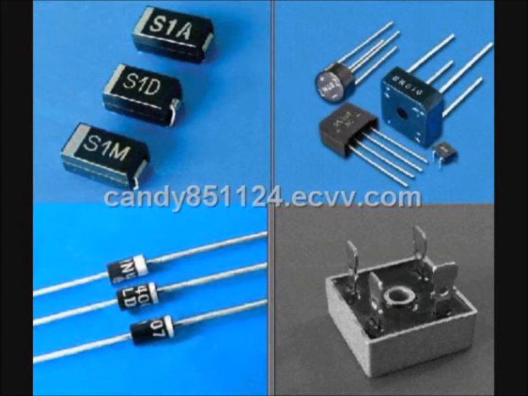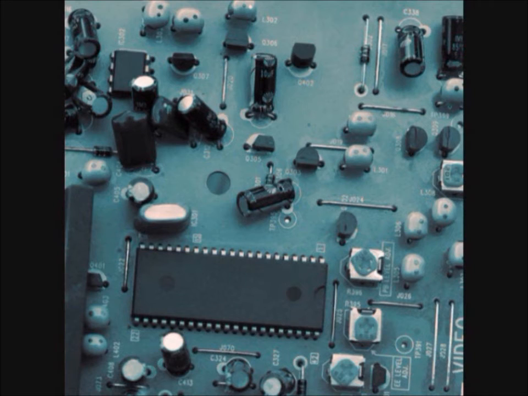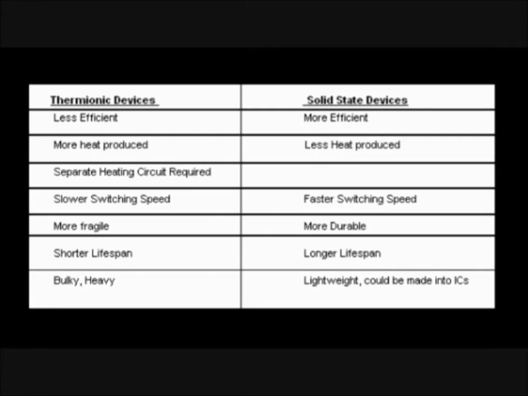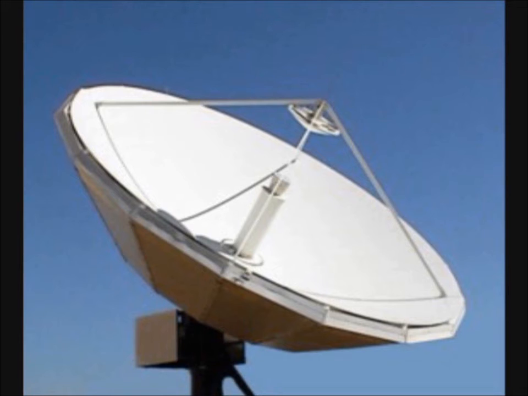Solid-state devices were not only much more durable, lightweight, and efficient, they can easily be mass-produced and formed into a single integrated circuit that consists of thousands or millions of diodes and transistors, all on the 2mm microchip. It was these shortcomings of thermionic devices, reduced efficiency, increased heat production, slower switching speeds, higher fragility, and shorter lifespan that prompted people to research into alternatives to thermionic devices to improve communication technologies.